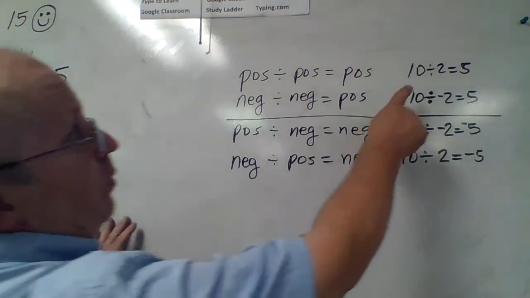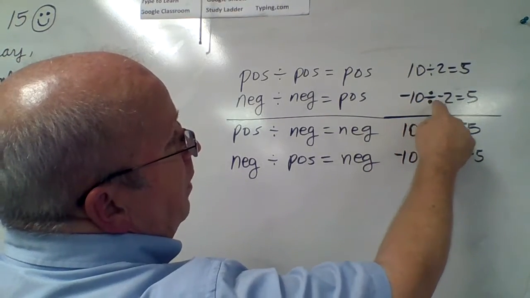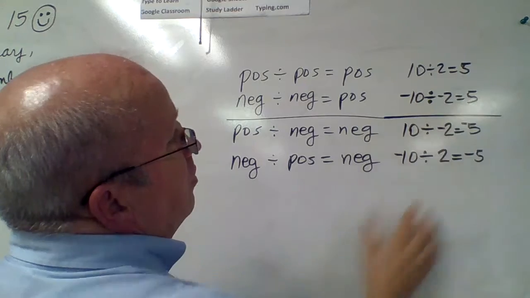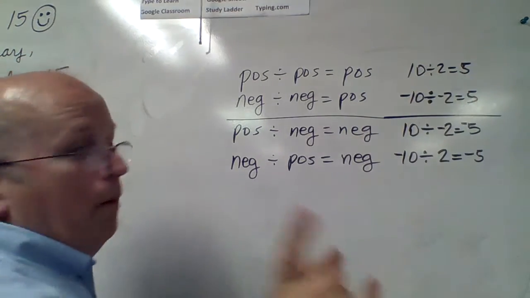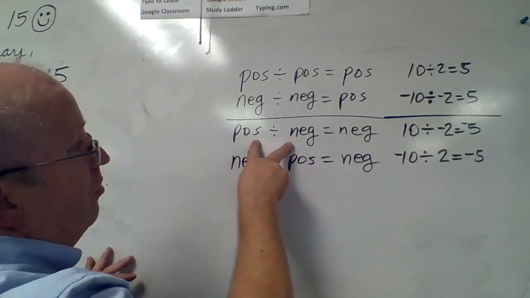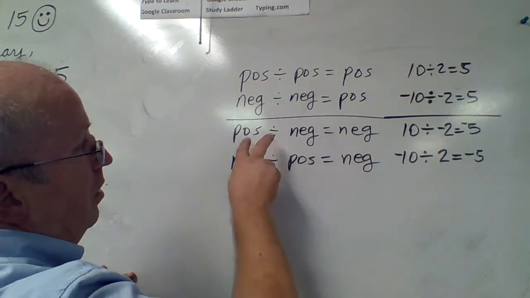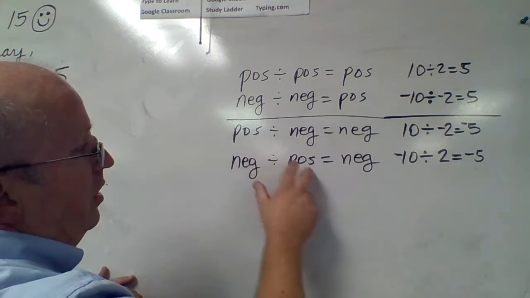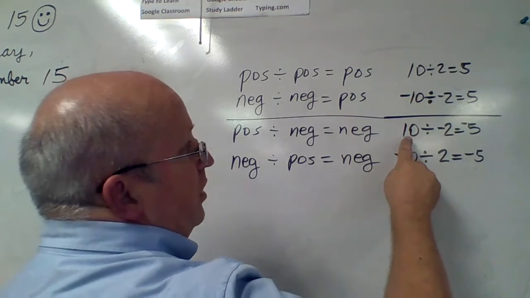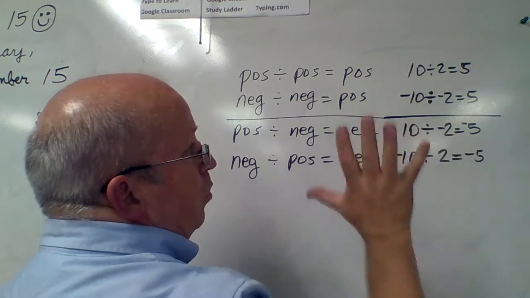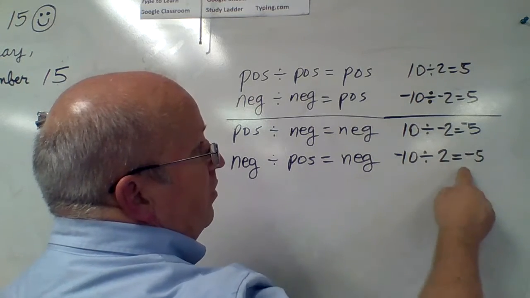So here we have 10 divided by 2, positive 5. Negative 10 divided by negative 2 is still a positive 5. If the signs are the same, the answer is positive. But if the signs are different, the answer is negative. Positive divided by negative or negative divided by positive, the answer is negative. So examples over here, 10 divided by negative 2 or negative 10 divided by 2, negative 5 is the answer.